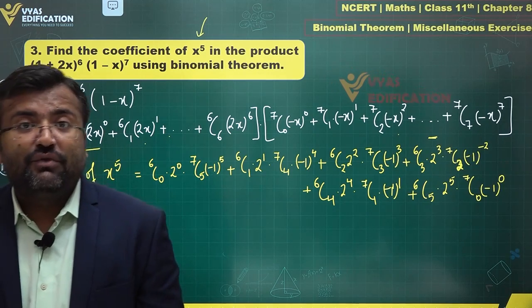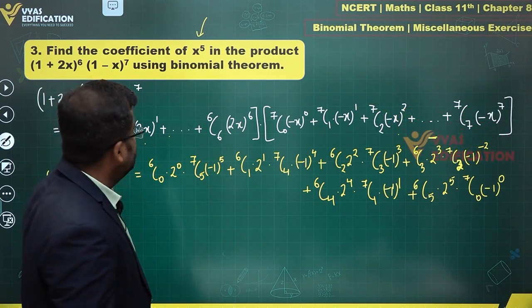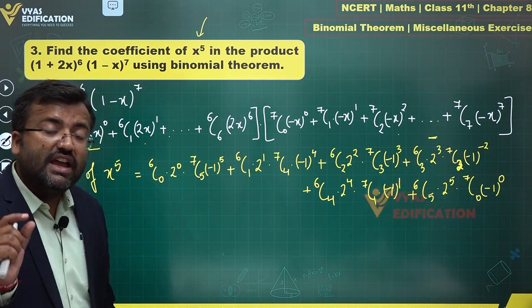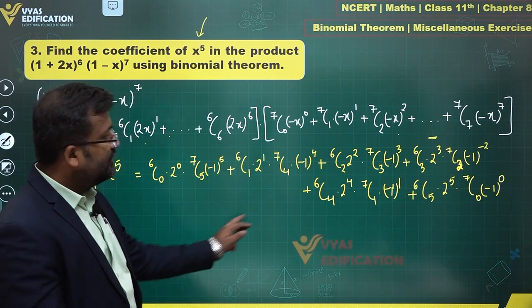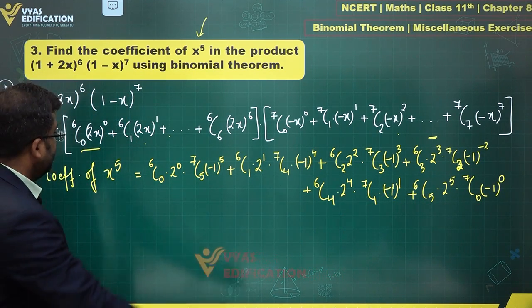For finding the coefficient of x power 5, you'll actually have 6 terms in the product which will have x power 5. Those will be like terms. We have added those terms. We have added the coefficients, right?